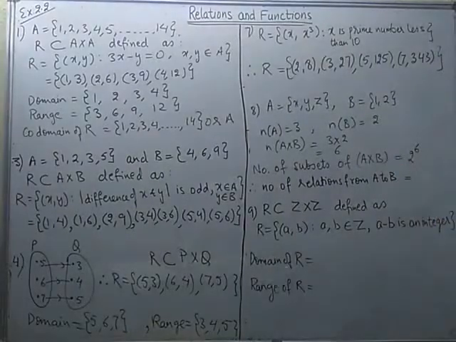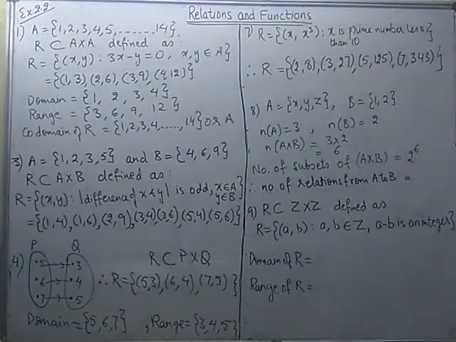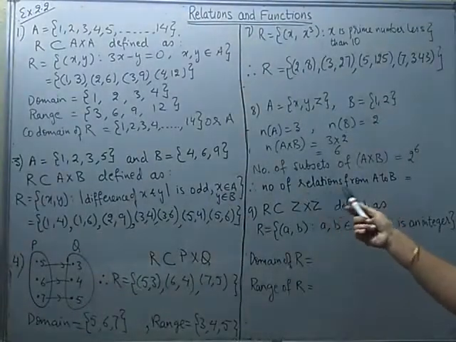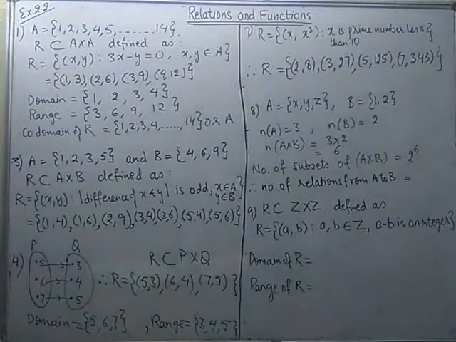So if 6 number of elements are there, then the number of subsets of A cross B becomes 2 to the power 6. And as we discussed in the previous session, the number of relations from one set to other is same as the total number of subsets it has got. So the number of relations which we can define from A to B will be 2 to the power 6, that is 64.